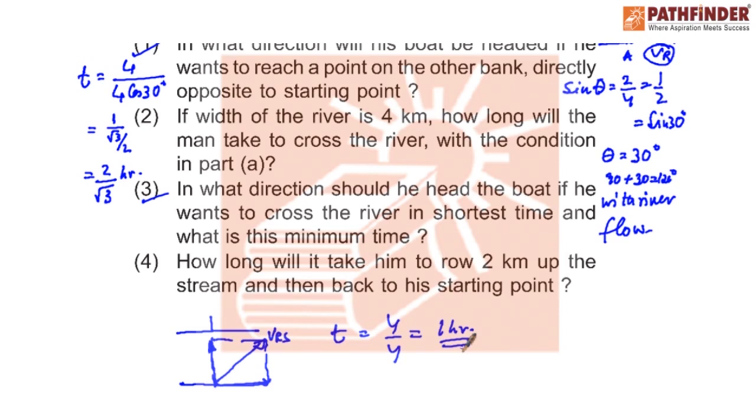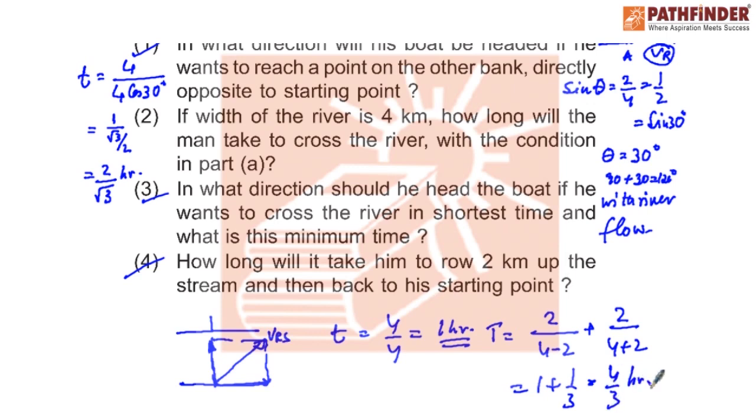Now the fourth one: how long will it take to row 2 kilometers up the stream and then back to the starting point? If he starts and swims 2 kilometers up and down, then the total time should be equal to 2 by (4 minus 2) and then 2 by (4 plus 2), because when he is traveling up the velocity gets deducted, and when he is traveling down he is adding the velocity. So that gives you 1 plus 1 by 3, so that is 4 by 3. So 4 by 3 hour is the answer for the fourth one.